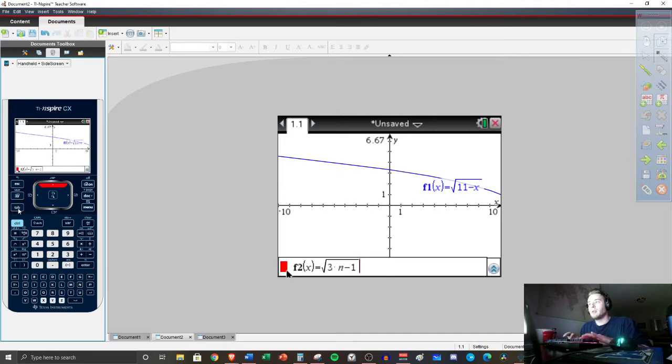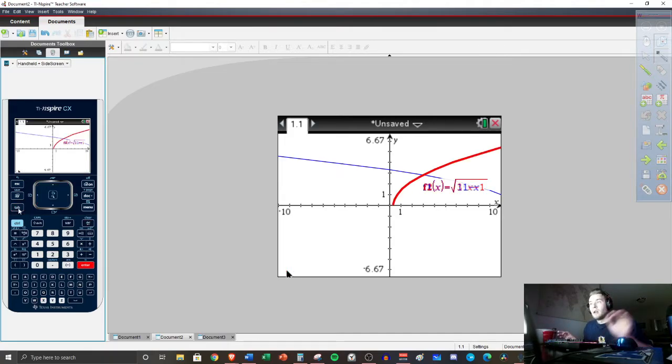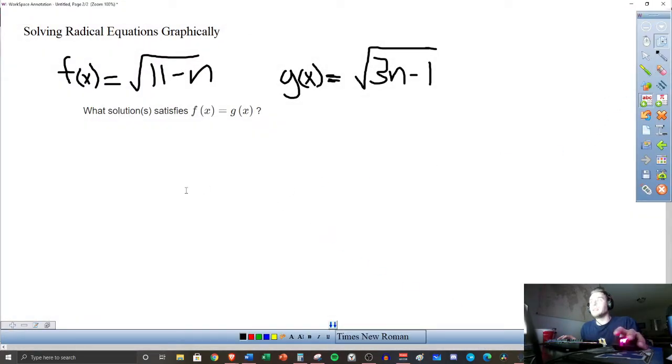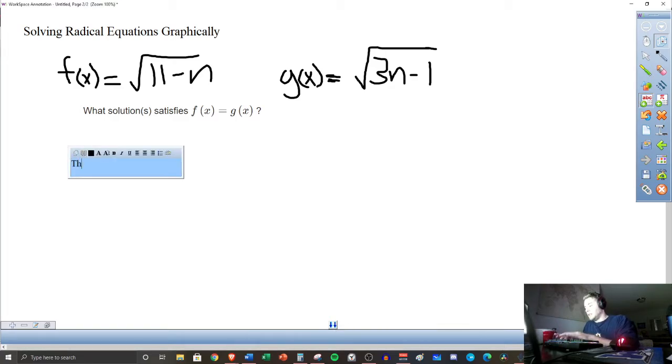Yeah, exactly. We can't put n in. We have to put x. Come on now. There we go. All right, so what we're looking for, what I'm going to type here, is the intersection of the graphs, the x value of the intersections of the graphs are the solutions.